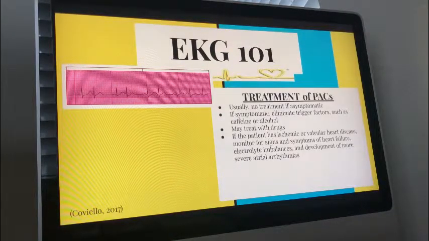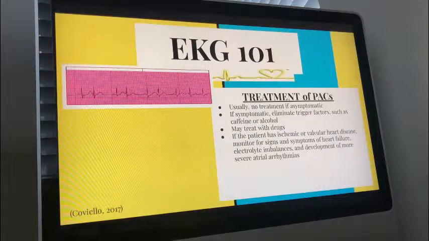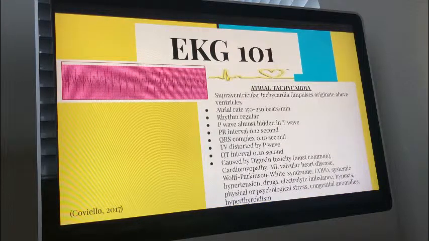And again, there's no treatment needed if asymptomatic. However, if it's symptomatic, you have to eliminate trigger factors such as caffeine or alcohol. May treat with drugs. If the patient has ischemic or valvular heart disease, you have to monitor for signs and symptoms of heart failure, electrolyte imbalances, and development of more severe atrial arrhythmias.